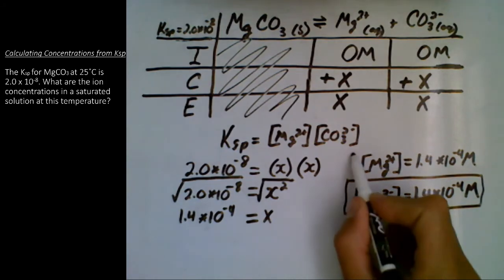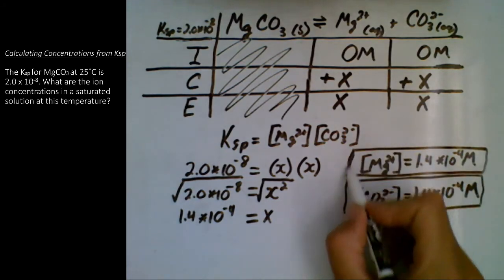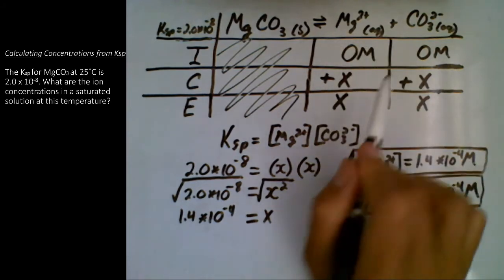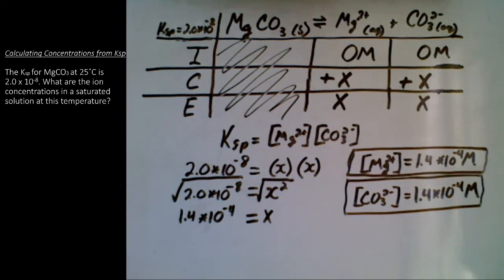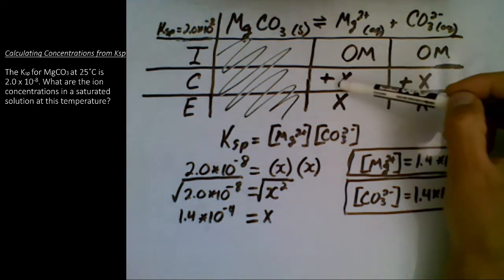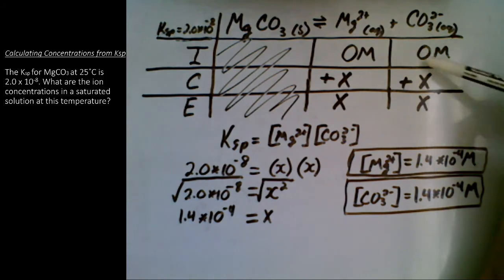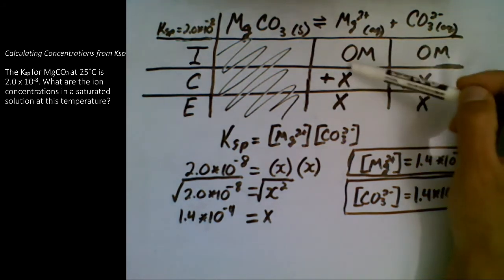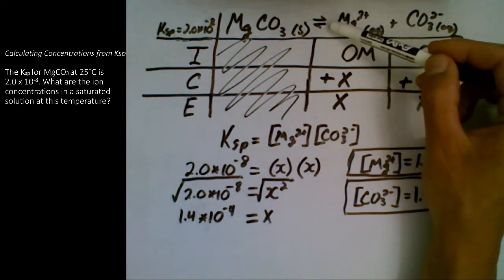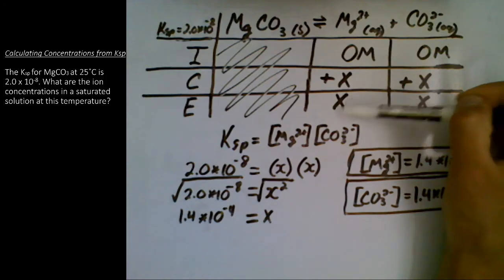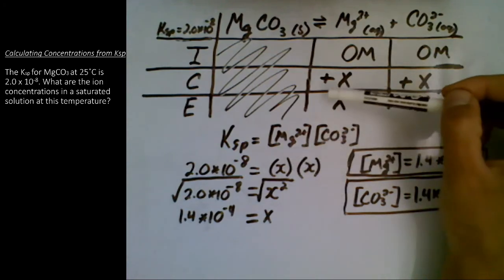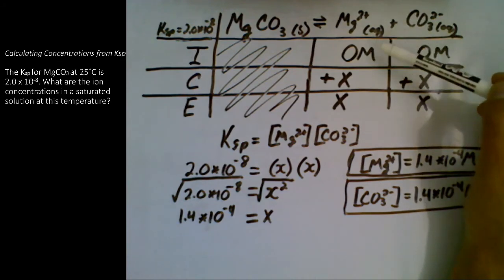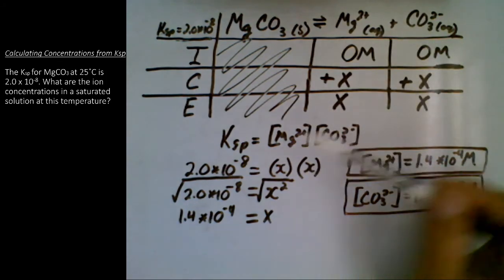Now, the one thing I had mentioned is that you don't actually need to set up the ICE box. The ICE box is the underlying principle. But let's think this through for a moment. Products are always going to start at 0. So that means the only thing that this relies on is the change. And the change is always going to increase because you're always going to start at 0. And how much it's going to increase is always going to be based on the coefficients. So whatever the coefficient is should be multiplied by x and plugged into the equation. When you're dealing with a 1-to-1 ratio, it's just going to be x multiplied by x.